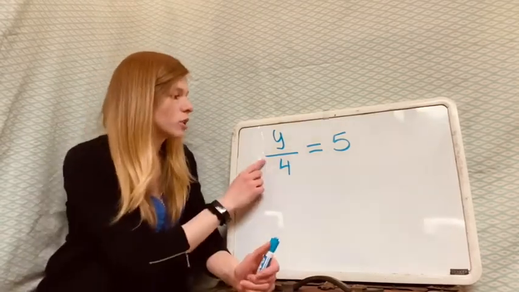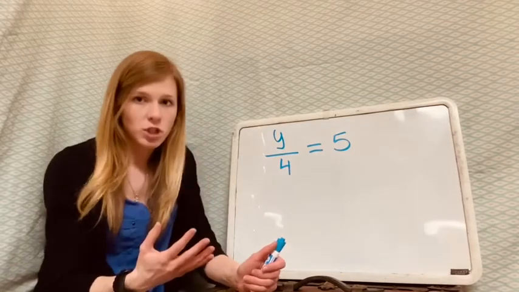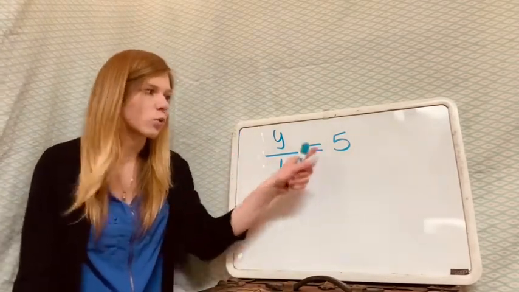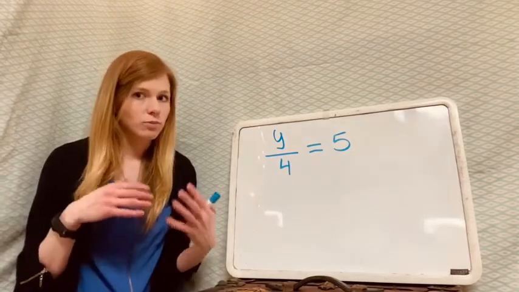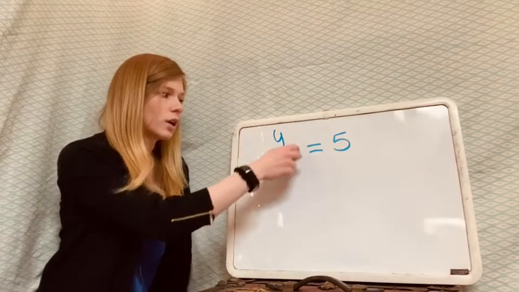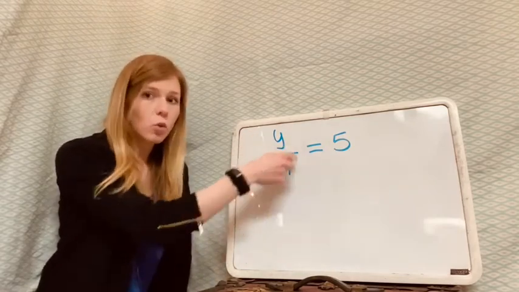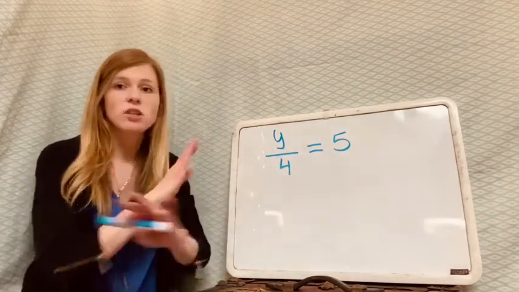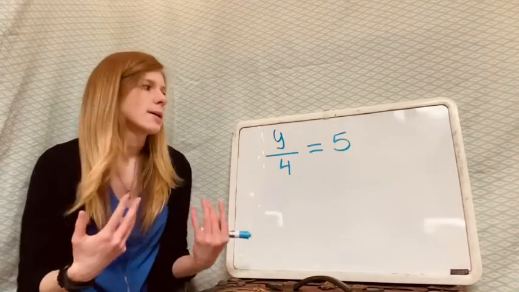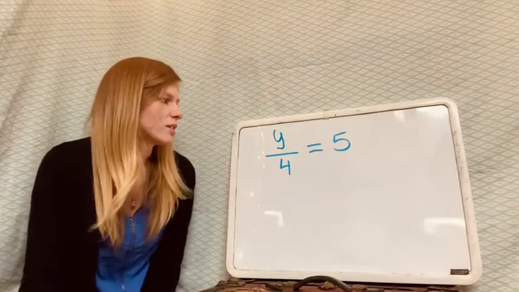So what you need to know is this bar means division. Think of it as a division problem. So y divided by 4 equals 5. Now, 5 is going to be my only constant because this 4 is connected with the y, okay? But 5 stands all by itself. It's not connected with any variable. So I only have one constant, so I can't combine any constants.